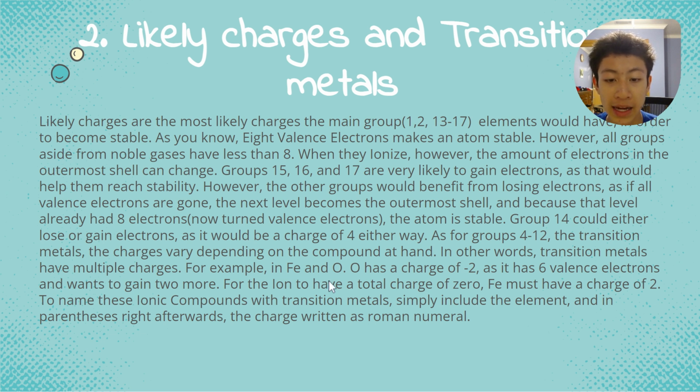For example, in FeO, O has a charge of -2, as it has 6 valence electrons and wants to gain 2 more. For the compound to have a total charge of 0, Fe must have a charge of +2. To name these ionic compounds with transition metals, simply include the element and, in parentheses right after, the charge written as a Roman numeral.